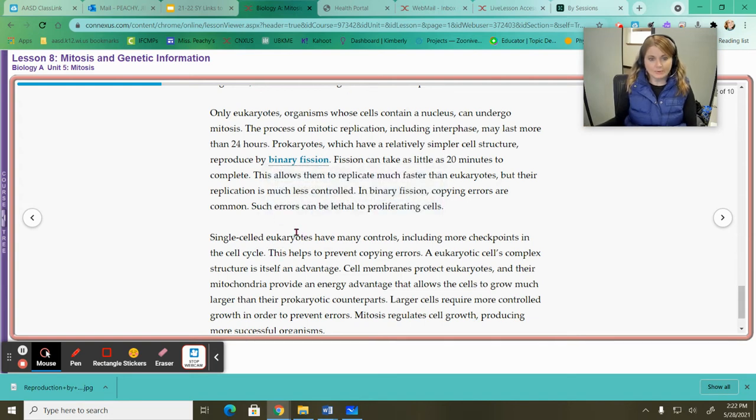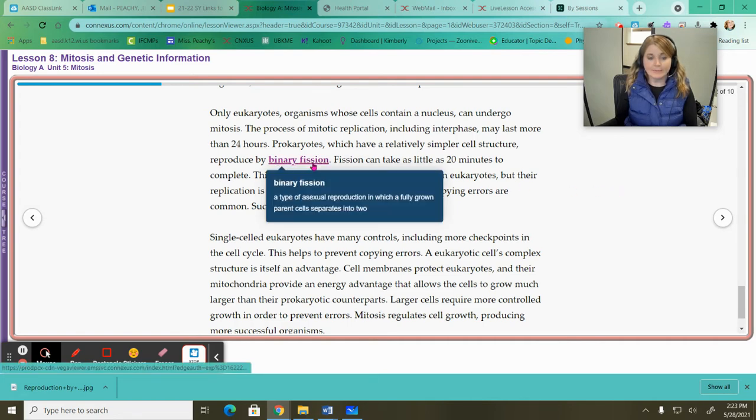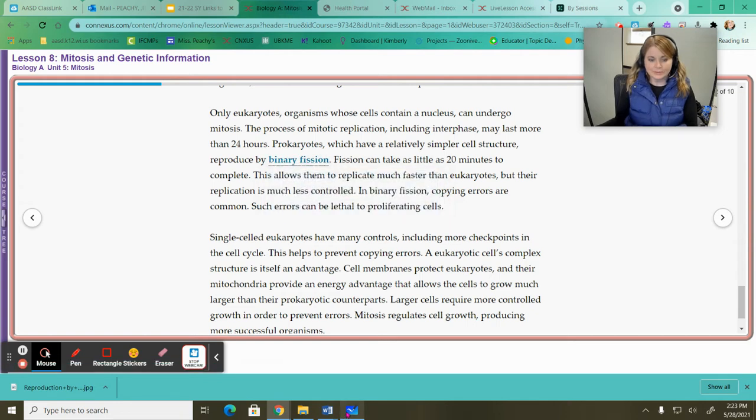So instead, they use a process called binary fission. So binary fission is a simpler process. It says here a type of asexual reproduction in which a fully grown parent cell separates into two. They're only single cells. So they're literally copying their whole body here, right? Which is just a copying of cell. But they just split themselves into two.